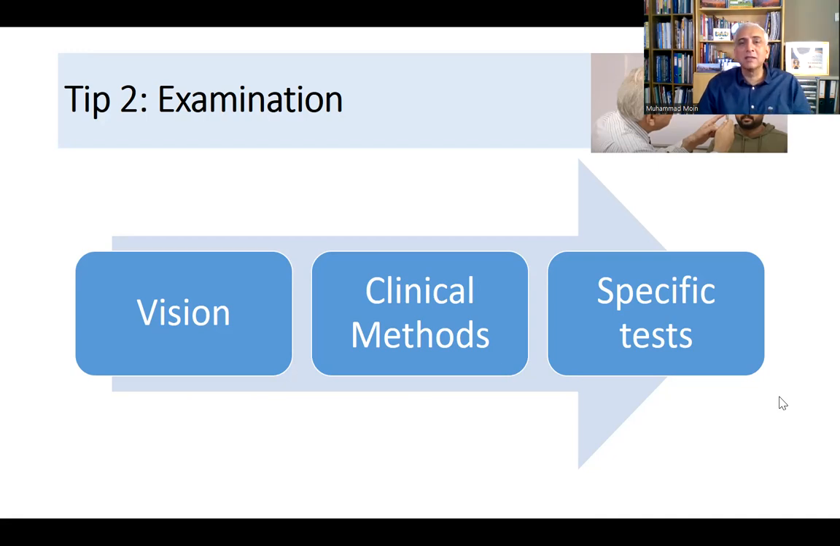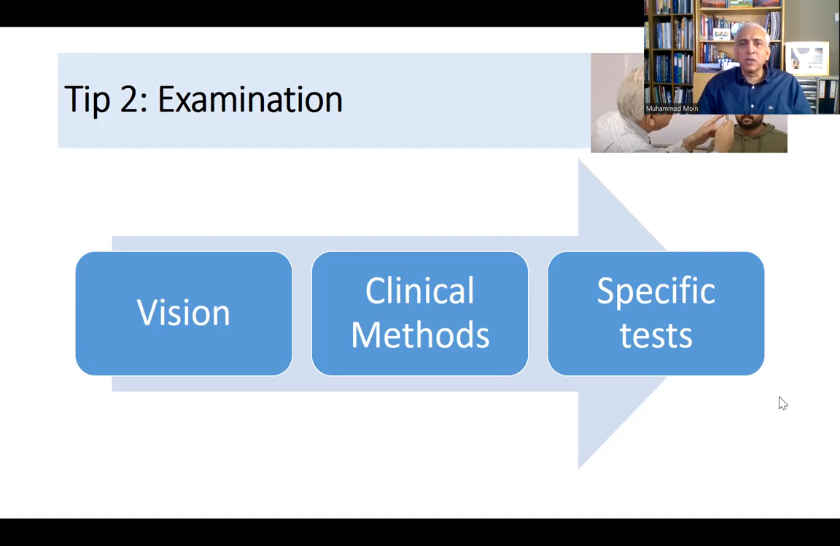The next thing is a near vision, which you need to do on a Jaeger chart and tell what you have. And if you think that the patient's vision is not 100%, then you need to add a pinhole with that as well so that you know that the patient is not getting corrected with that.